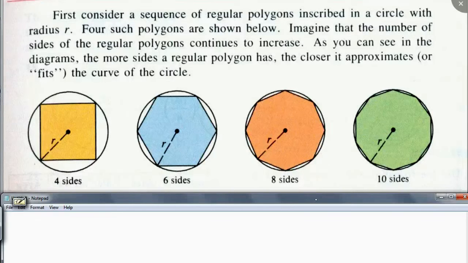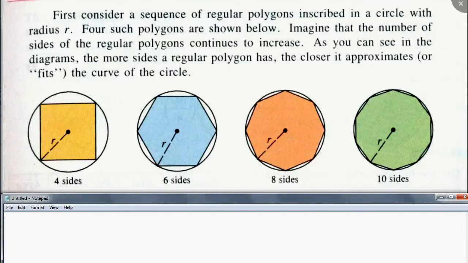Okay, so stop right there. Notice we have a bunch of these regular polygons inscribed in a circle with radius r. Now look what happens as we increase the sides. Now we have 4 sides. Next one you have 6 sides. The other one you got 8 sides, 10 sides. Imagine we kept on going, like 100 sides, 1,000, 10,000, a million sides.